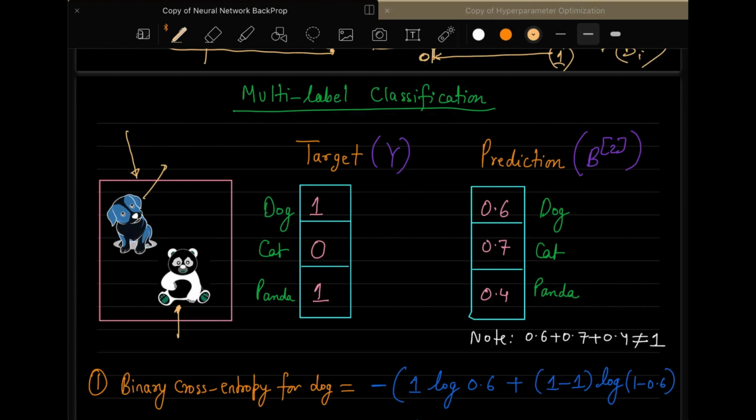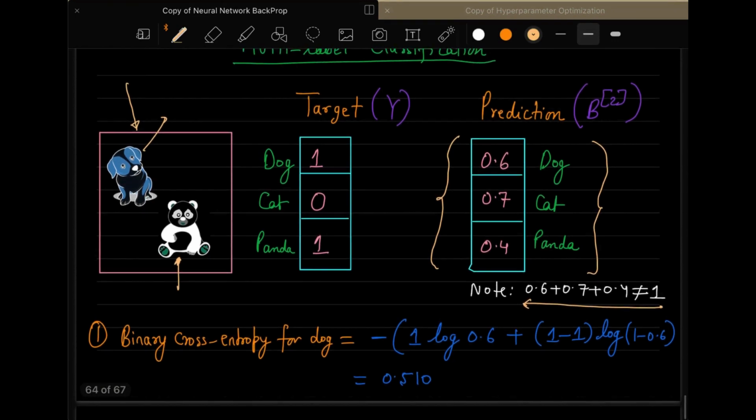And if the prediction is coming like this, note that once you add these predictions together, it does not come to 1, so it will not be representing a probability. Please note, it will not be probability values. It is just the score of these particular individual classes. So in that situation, you have to do binary cross entropy for each individual class.